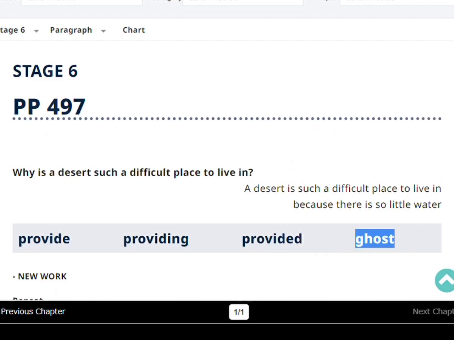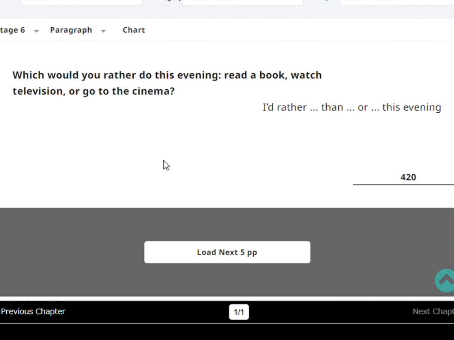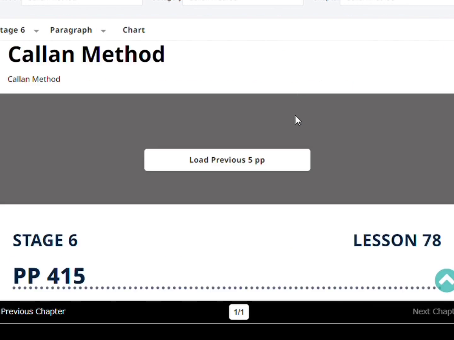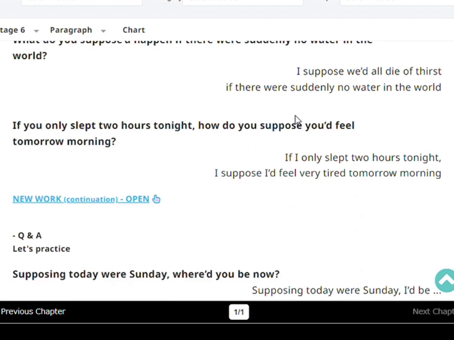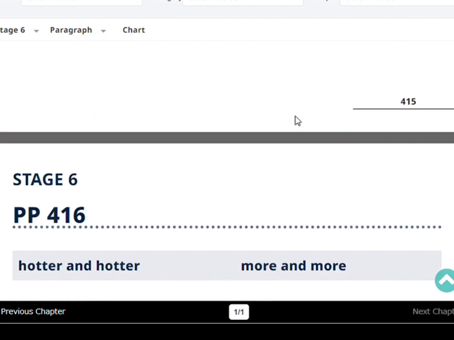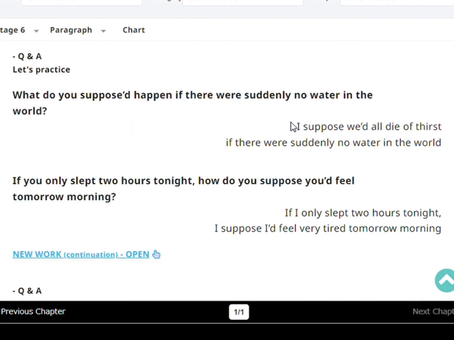Okay, so now let's move on to your reading. Your reading is at stage 6, page 415. Last headword was situation. Please start at headword suppose first. What do you suppose would happen if there were suddenly no water in the world? I suppose we'd all die of thirst if there were suddenly no water in the world.